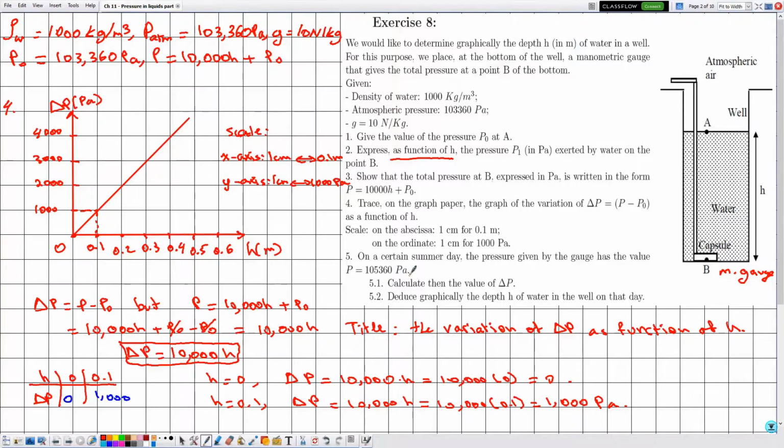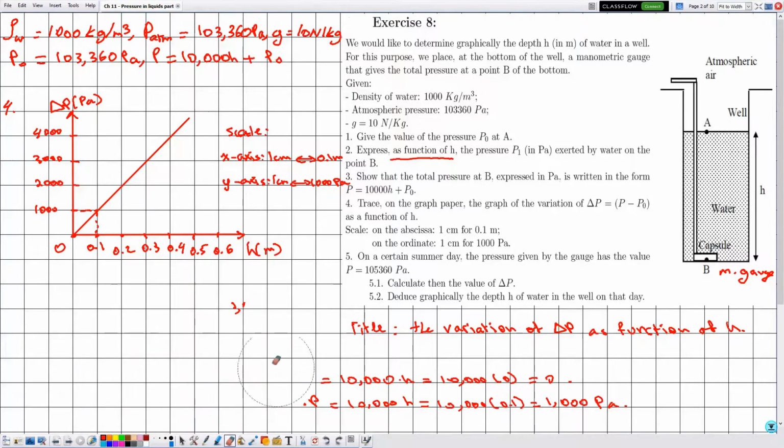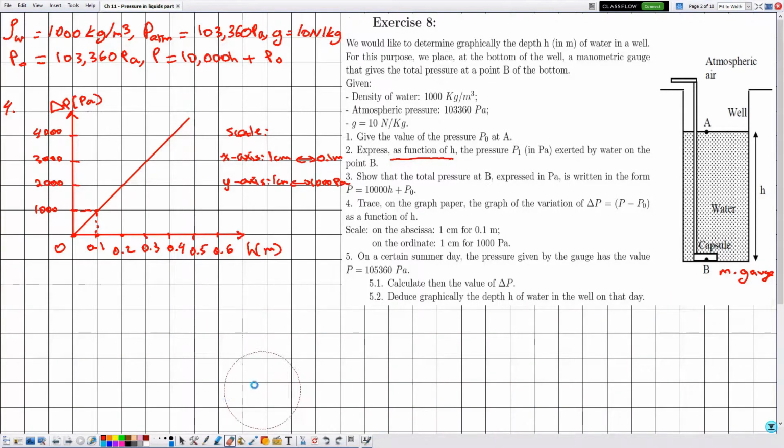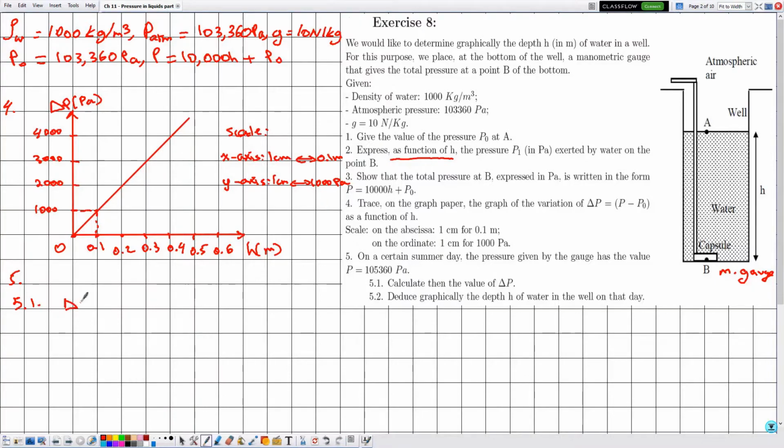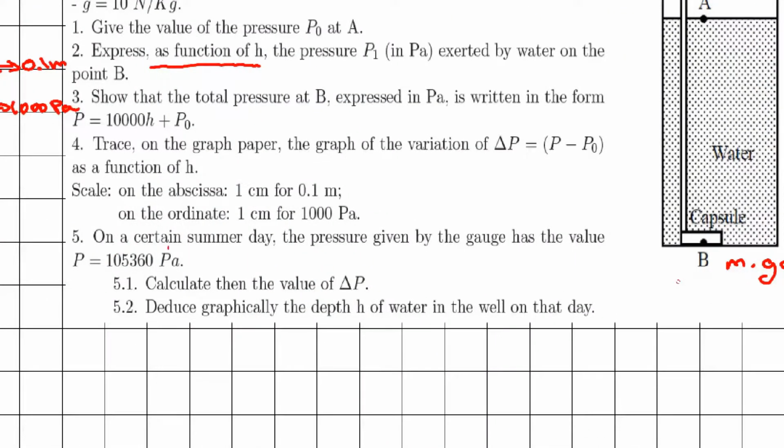Now number 5, on a certain summer day, the pressure given by the gauge has the value P total, or P is equal to 105,360. Let me make some space here, Pascal. Now 5.1, we are in part 5. Calculate then the value of delta P. So knowing that delta P is given by the expression P minus P0. Now we are calculating delta P for this summer day.